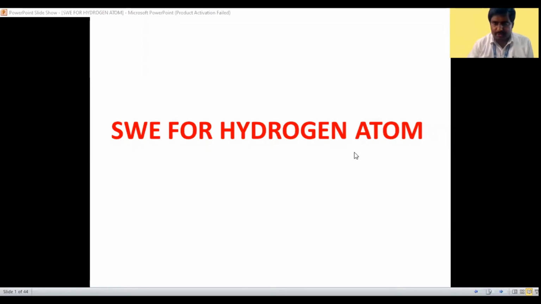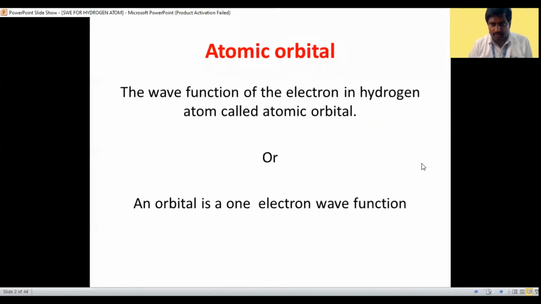Equation for hydrogen atom. Before going to discuss the Schrodinger wave equation for hydrogen atom, we should know what is atomic orbital. Atomic orbital is nothing but a single electron wave function.